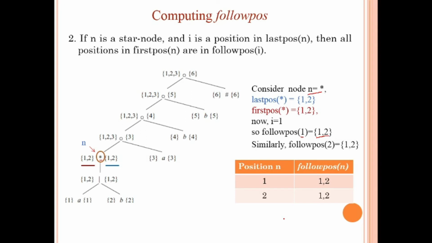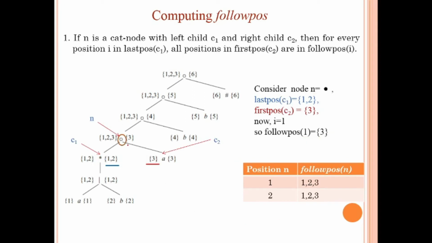Moving ahead, the next node is a concatenation node. For the concatenation node, the rule says that if n is a concatenation node with left child C1 and right child C2, then for every position I in the last position of C1, all positions in the first position of C2 are in the follow position of I. Let's again break this statement. We'll consider node n is equal to the concatenation node. Let's find out the last position of C1. This is what we require, the last position of C1, which is equal to 1 and 2.